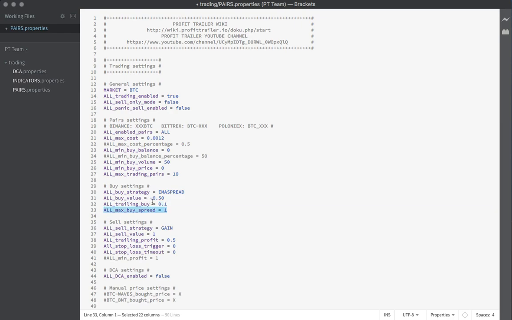And it's going to go look at this all max buy spread. All max buy spread is the difference in percentage between the highest buying offer and the lowest selling offer.